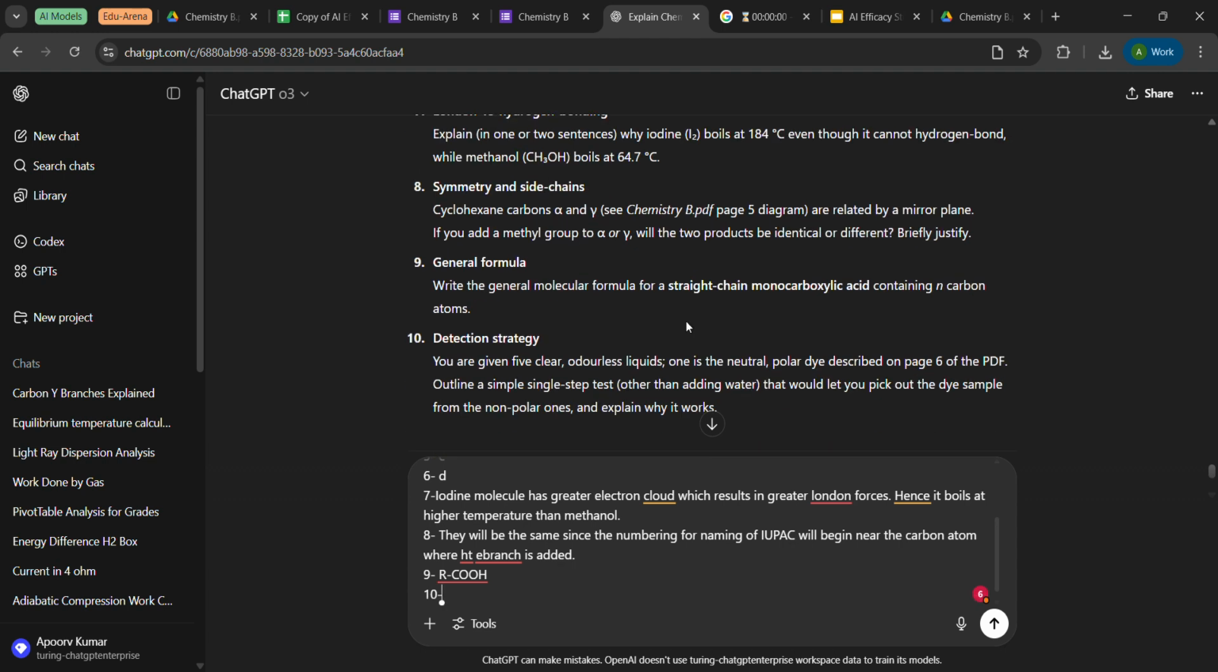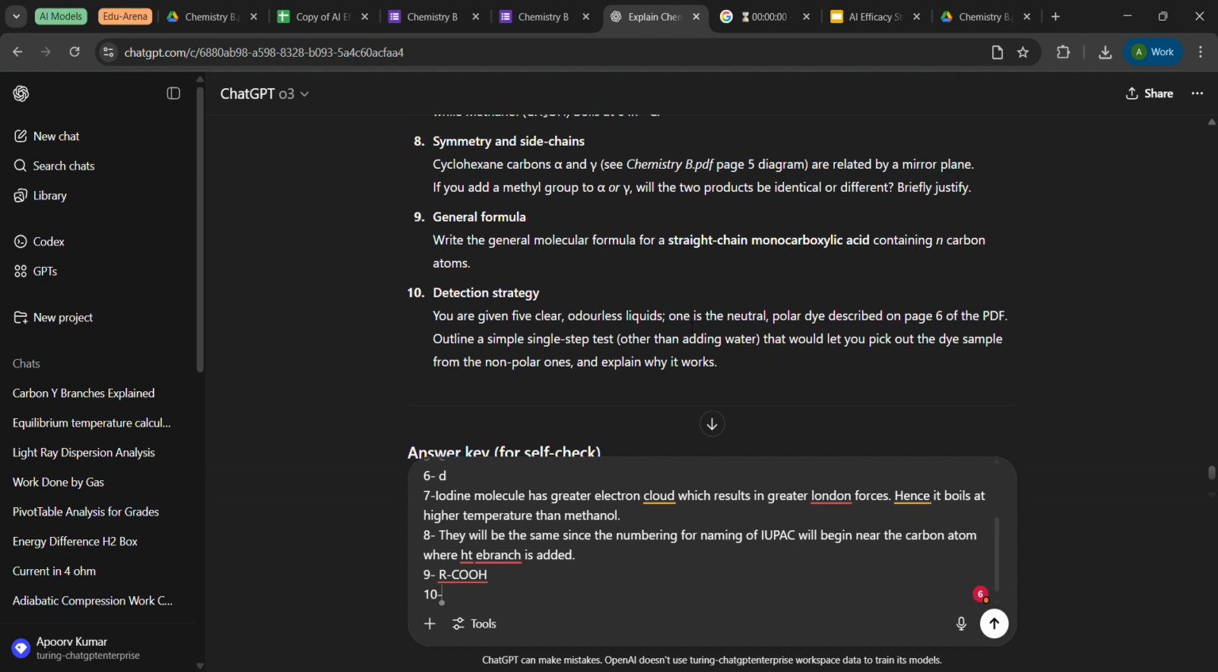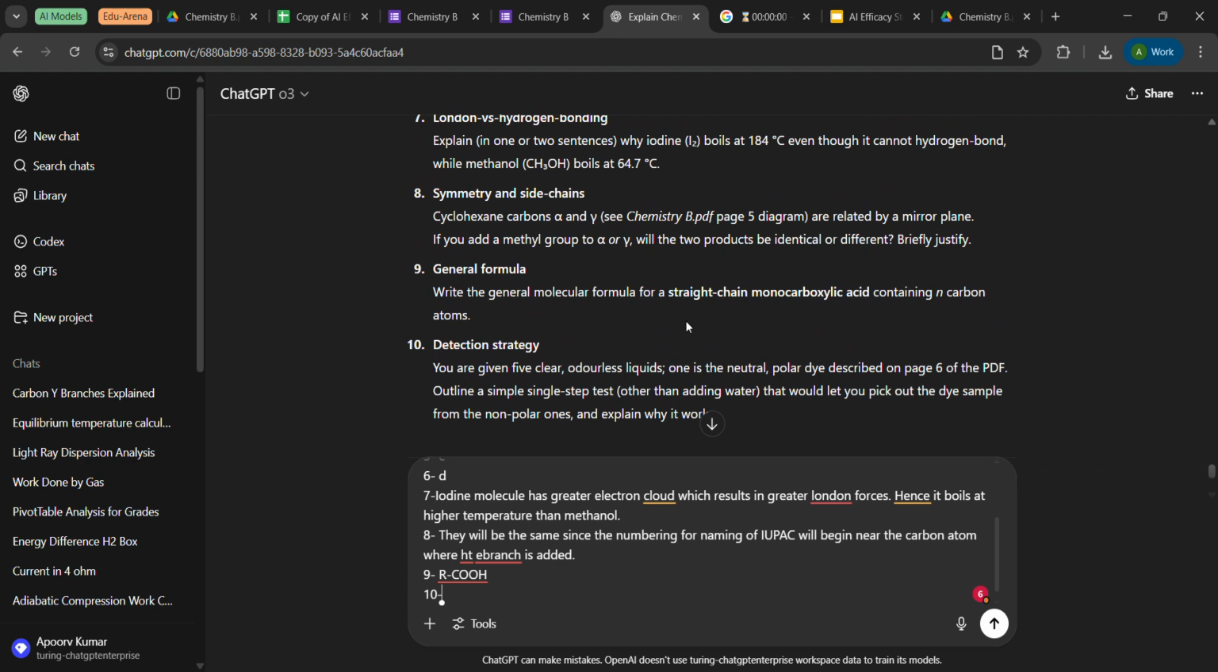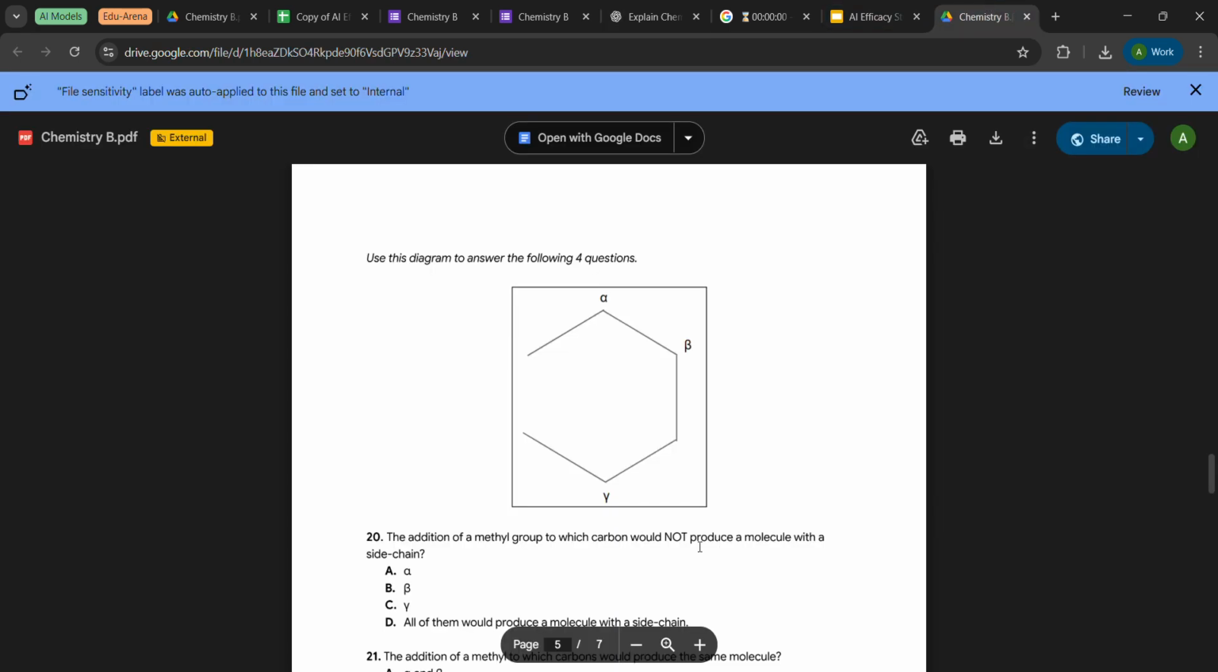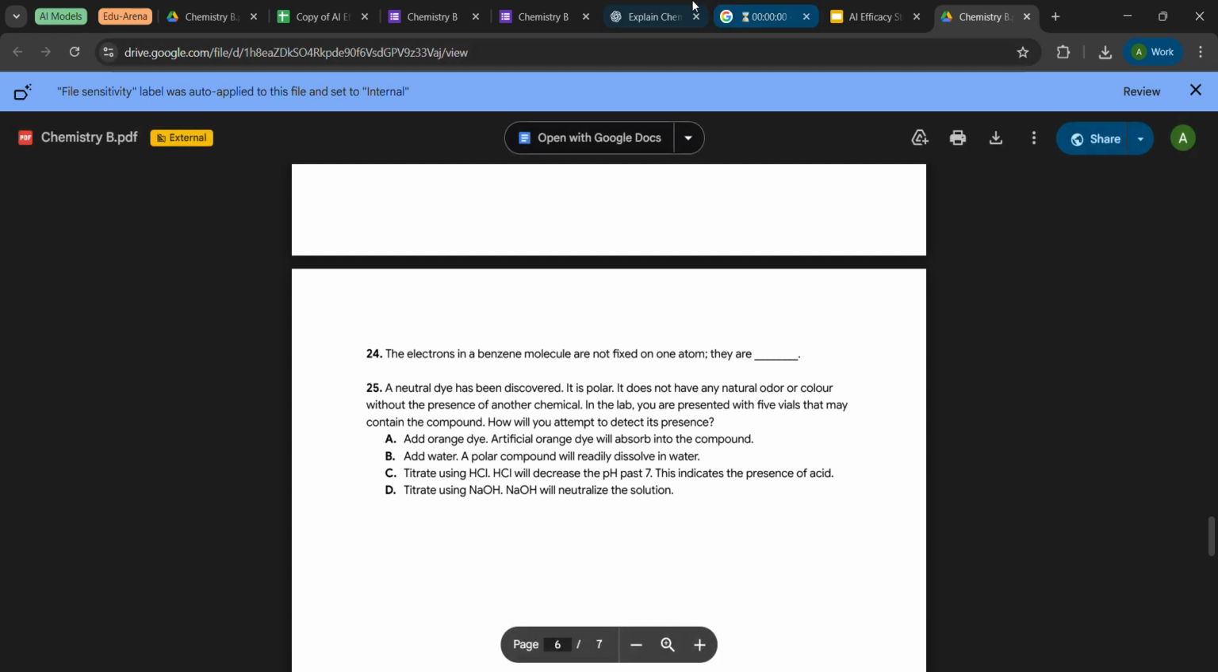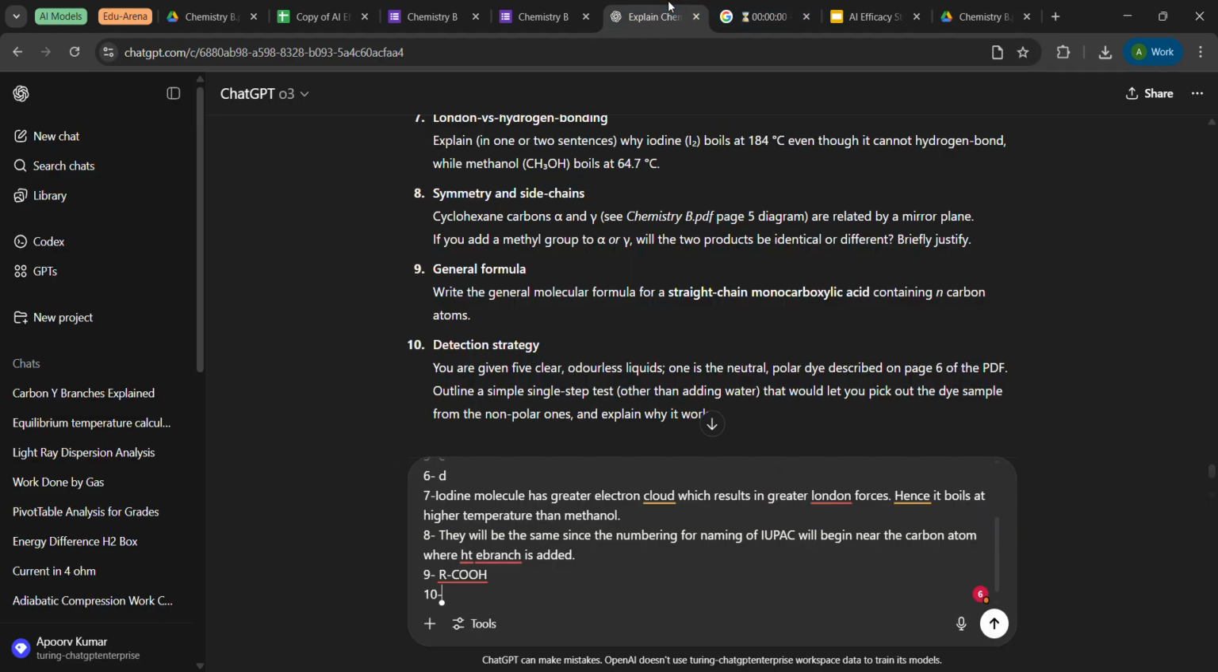For question 10, detection, you are given 5 clear odorless liquids. One is a neutral polar dye described on page number 6. Outline the simple step procedure, other than adding water, that you would use to tell your dye sample from the known polar and explain why it works. For this I have no idea.